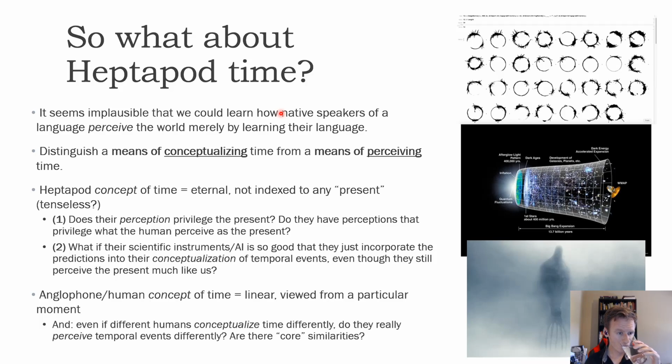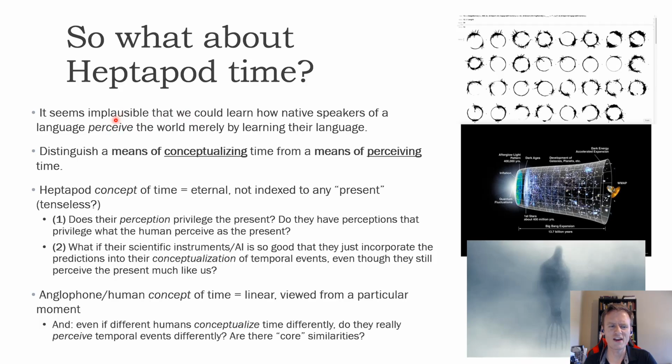So what about heptapod time? What about the good old heptapods? So it seems implausible that we can learn how native speakers of a language perceive the world merely by learning their language. This is a little bit opinionated, but some of this is making distinctions that I think are important for understanding the film and how it relates to the linguistic relativity hypothesis. So is it really the case that when Dr. Banks learns how these symbols are used, and learns how to speak the heptapod language, she thereby becomes a heptapod perceiver? That seems wrong. She probably doesn't have the perceptual organs that the heptapods have, assuming they have perceptual organs, which they seem to have.